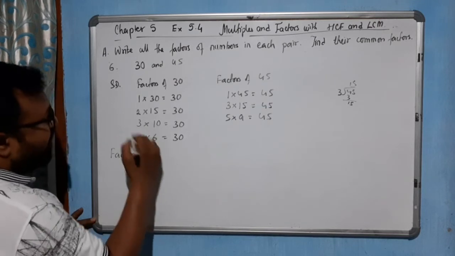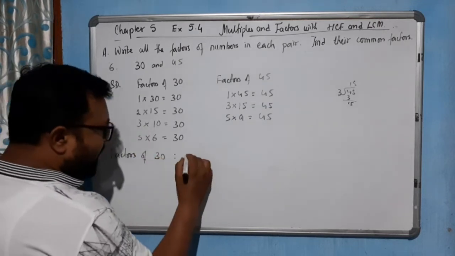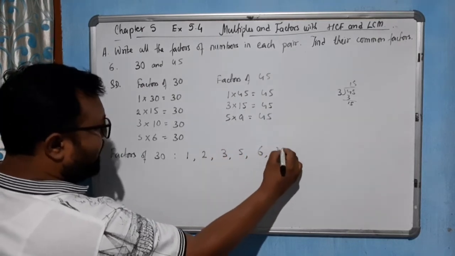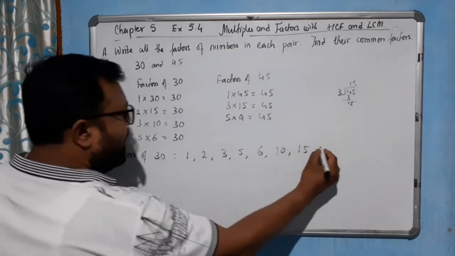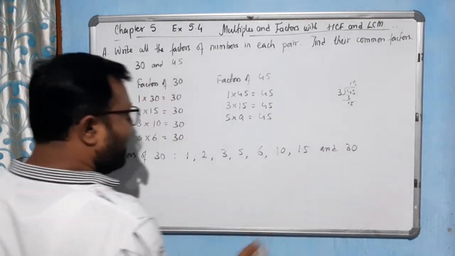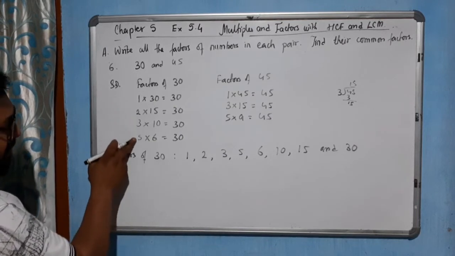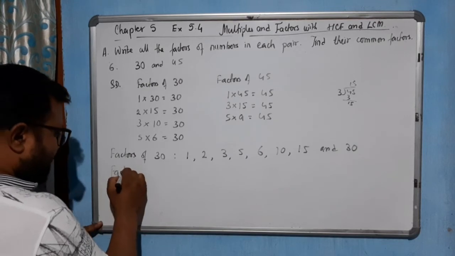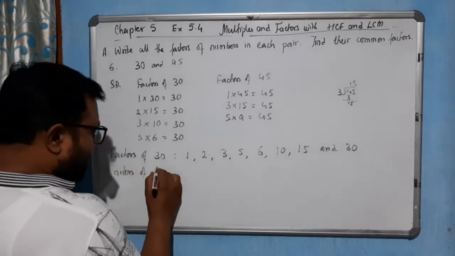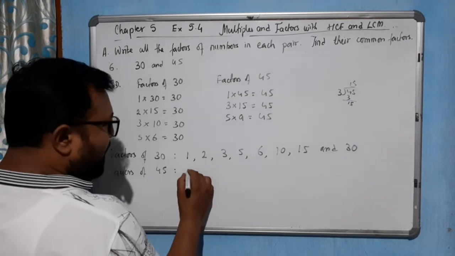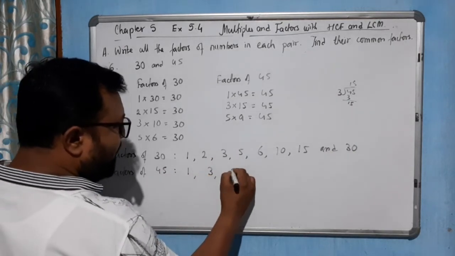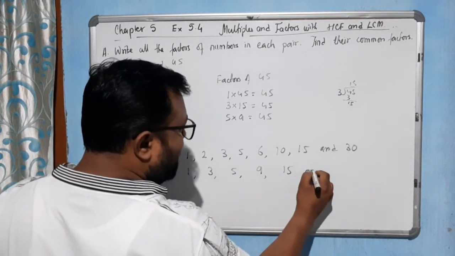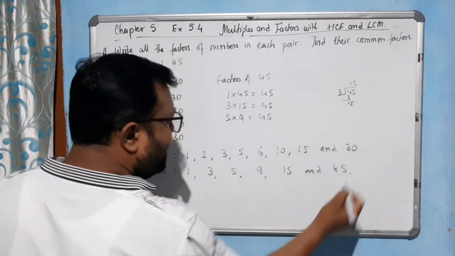In this way we will write factors of 30: 1, 2, 3, 5, 6, 10, 15 and 30. And now factors of 45 give you 1, 3, 5, 9, 15 and 45.